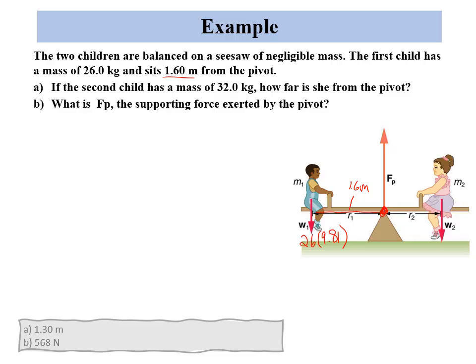Now it says if the second child has a mass of 32 kilograms, how far is she from the pivot? So we want to figure out R2. That is our unknown. We know the mass of the second child, so we know her weight, which would just be 32 times 9.81. That's part A, which asks us to figure out R2. B then asks what is the force of the pivot, which is a supporting force exerted by the pivot. With static equilibrium problems, you always want to start with the second condition of equilibrium, that net torque is equal to 0.